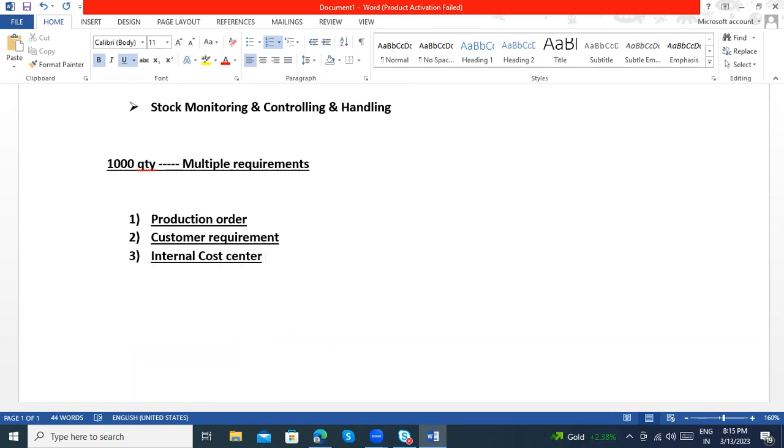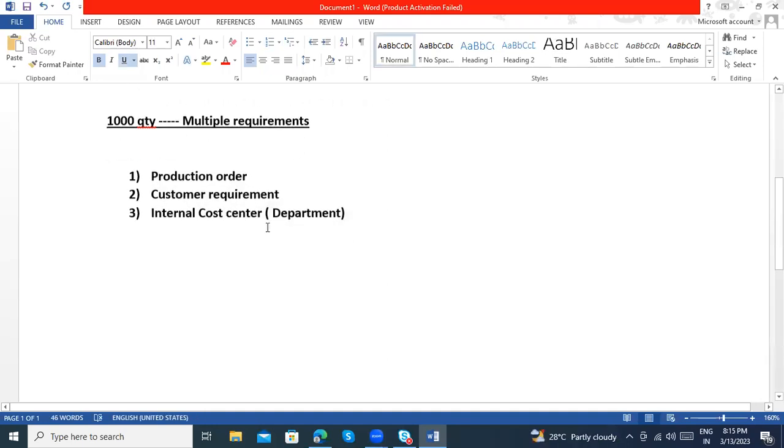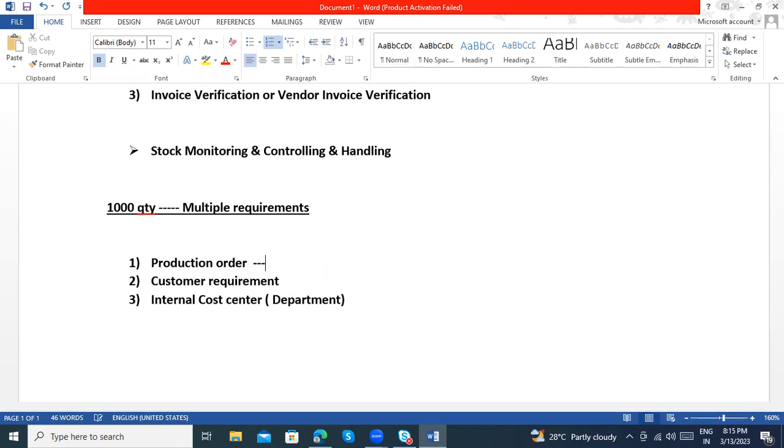What do you mean by cost center? A cost center is nothing but a department, like the HR department, finance department, marketing department, sales department. So it is a department, an internal cost center, for some internal usage. When we get these 1,000 pieces, how can you handle this product? Suppose I got a requirement from a production order, I can distribute 200 to the production order. Suppose I got a customer requirement of 500, I can distribute 500 to the customer requirement. If I got some requirement from internal customers, then I can provide that.